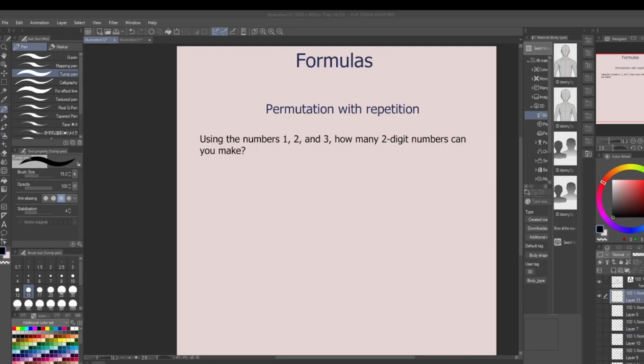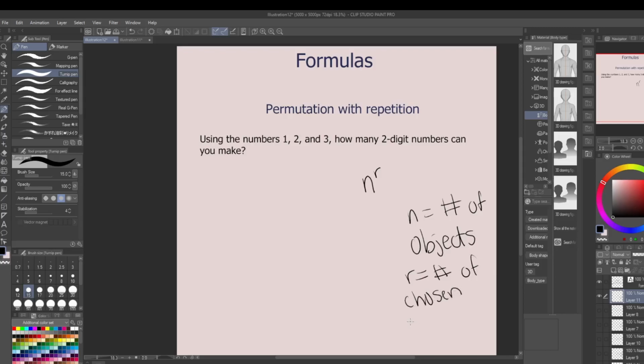Okay, so we can move on to permutation with repetition now. The formula for this is just n to the power of r, where n is the number of objects and r is the number of chosen objects.